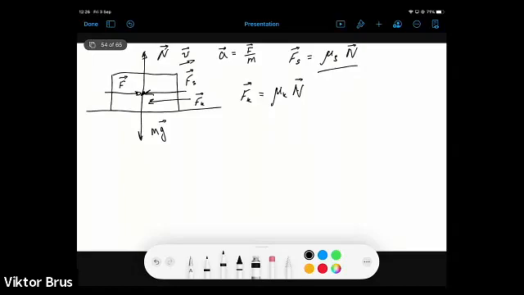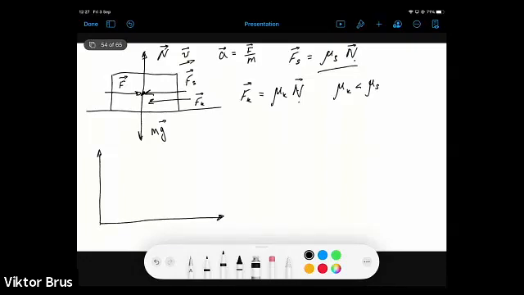Another thing is that for different surfaces, the kinetic friction coefficient is always smaller than the static friction coefficient. That automatically means, since we don't change this N, that the kinetic friction force will be a bit smaller than the maximum static friction force. And if we show this graphically, it will look as follows.